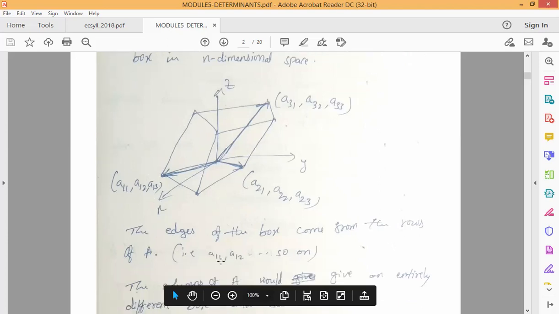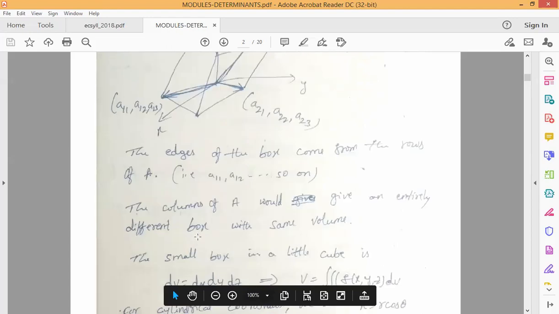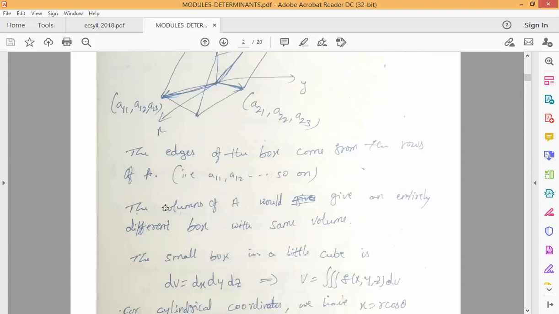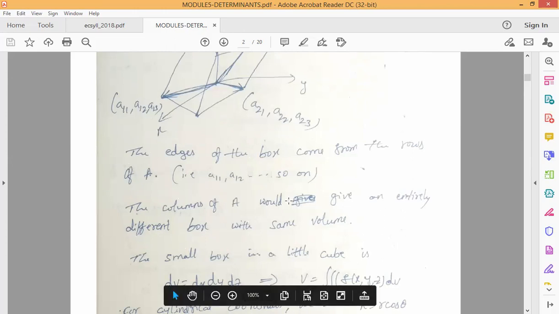So here the edges of the box come from the rows of the matrix A, that is a11, a12. These values will be used to define the edges of the box. Suppose we consider a matrix A, in which we have various elements distributed in rows. When you have rows, obviously you will have columns. The columns of such a matrix A would give an entirely different box with the same volume.